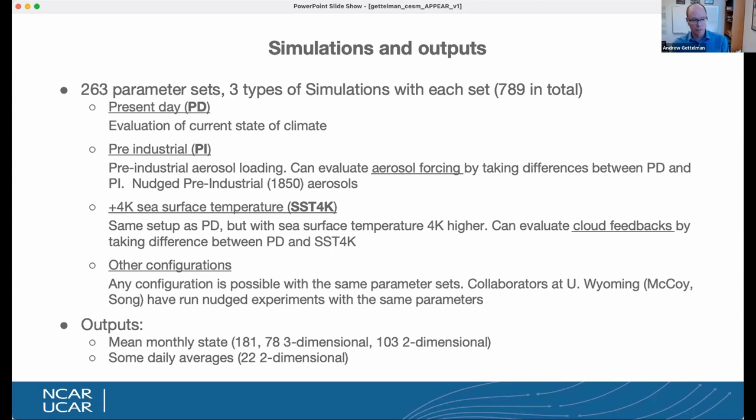Collaborators at the University of Wyoming have run nudged experiments of 1 year with the same parameters. They've done 263 runs with nudging for 1 year and played with some of the aerosols. You can run the single column model. We've also done that with the same parameters. So there are all kinds of extensibility options that can be used with our model. We're doing some daily averages, mostly two-dimensional, and mean monthly outputs of a huge array of climate variables, most of them on the two-dimensional side.